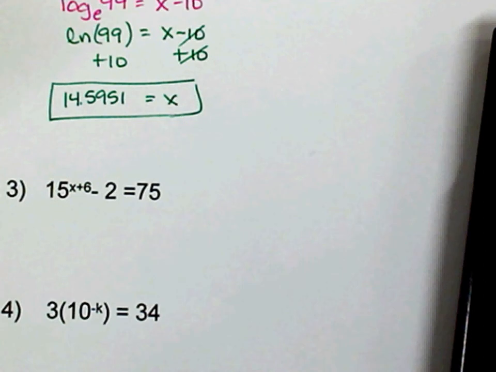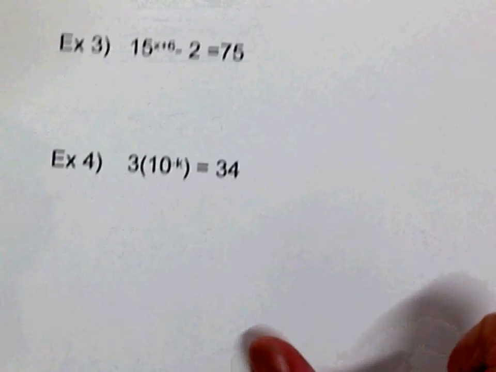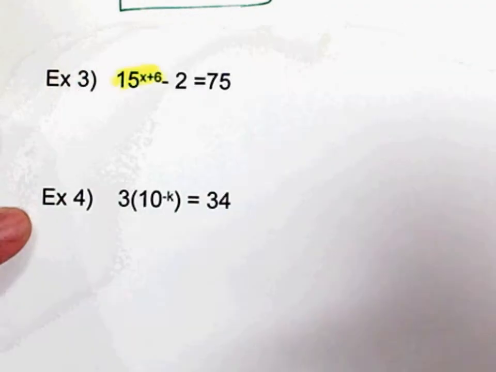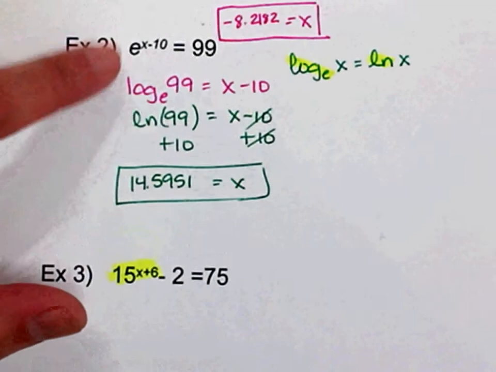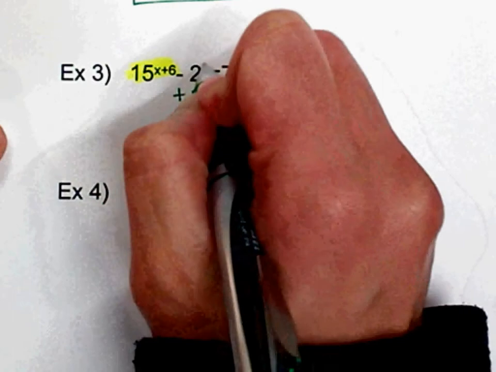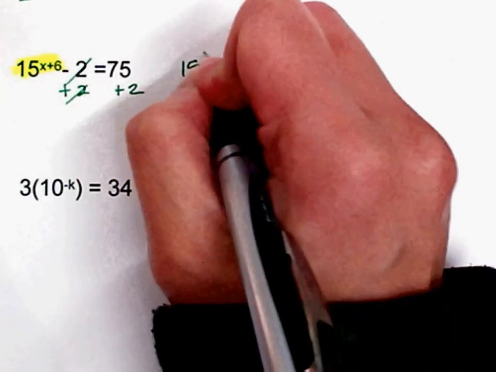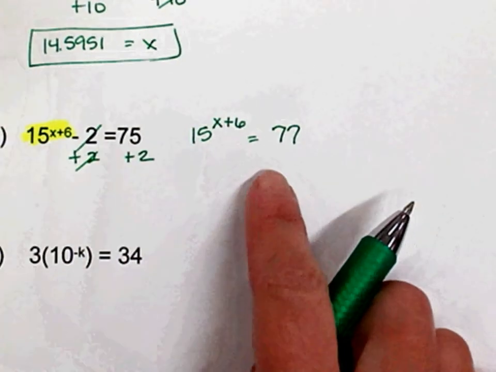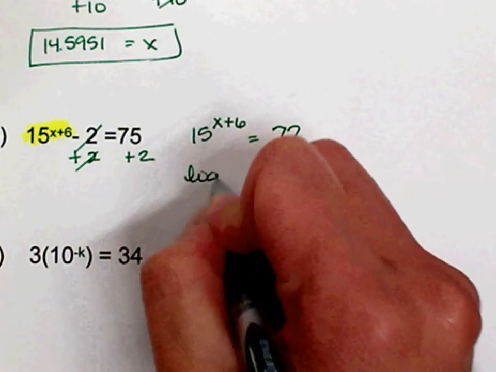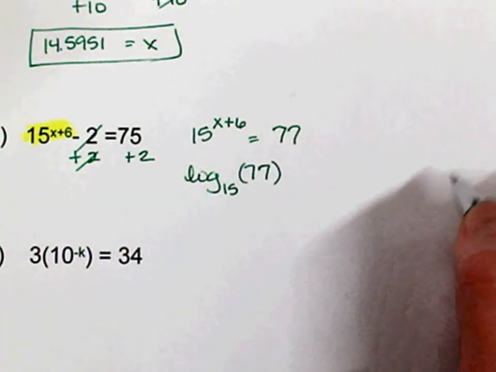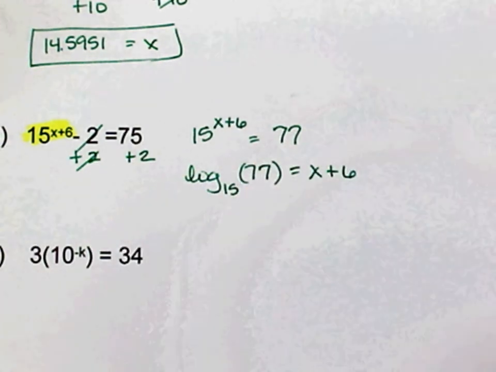Okay, let's look at the next one. Now keep in mind, notice what's the same. You see this right here? You want to isolate that base with the power. So what do you do first? Add 2, add 2. So now you have 15, x plus 6 is equal to 77. Does that look familiar to you, like the previous problem? So now you're going to put log base 15 of 77, notice I put parentheses around it, equals x plus 6. How do you solve for x?